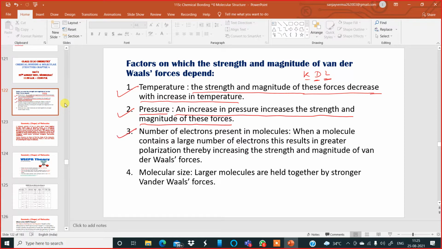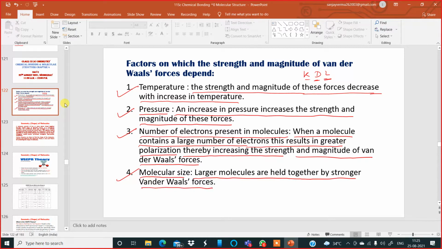The third one is the number of electrons present in molecules. Molecules having a large number of electrons. When a molecule contains a large number of electrons, this results in greater polarization, that means separation of charges within the electron cloud. Thereby, this increases the strength as well as magnitude of van der Waals forces. That is the third factor, number of electrons. The fourth one is molecular size. Larger molecules are held together by stronger van der Waals forces.